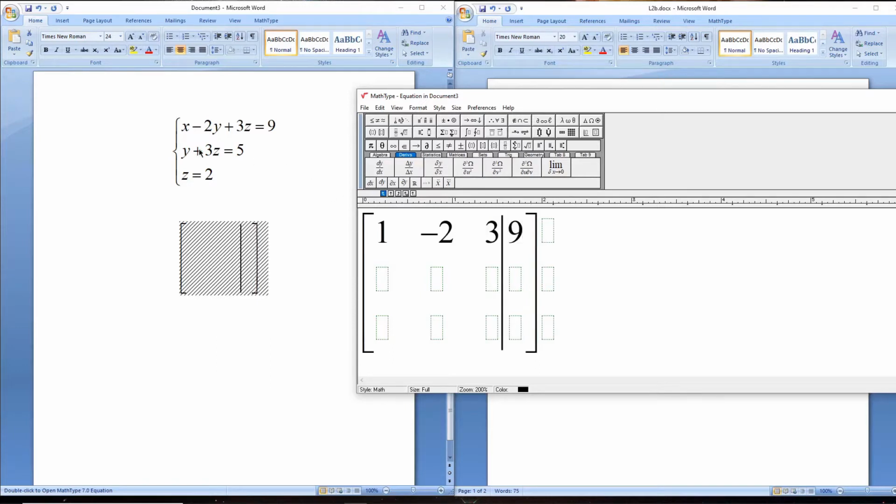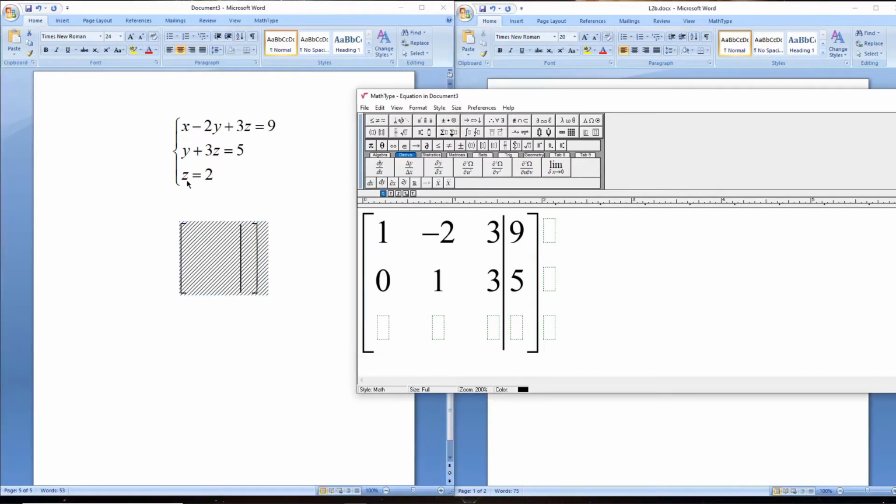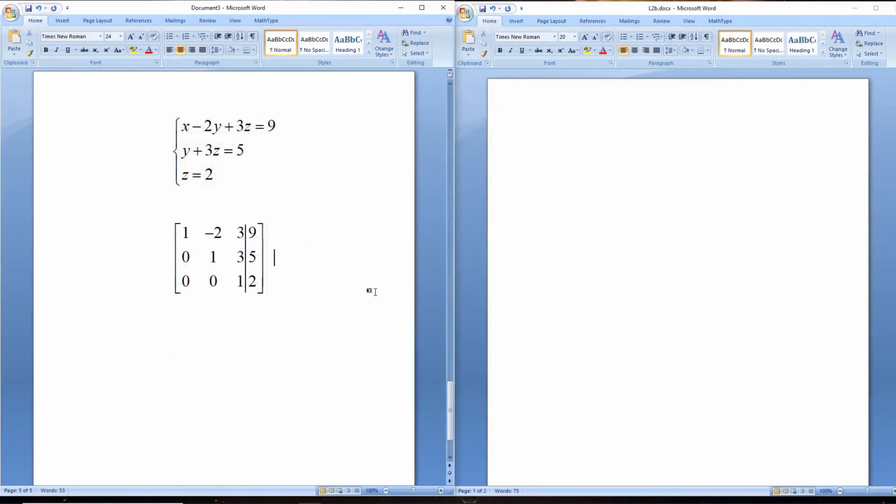Now if we look at the second equation, notice there's no x. So that means the coefficient of x is 0. Then the coefficient of y is 1. The coefficient of z is 3. And then all of that equals 5. And then for our last equation, it only says z equals 2. So that means the coefficient of x is 0. The coefficient of y is 0. The coefficient here for z is 1. And then equals 2. And that is our augmented matrix for that set of equations.